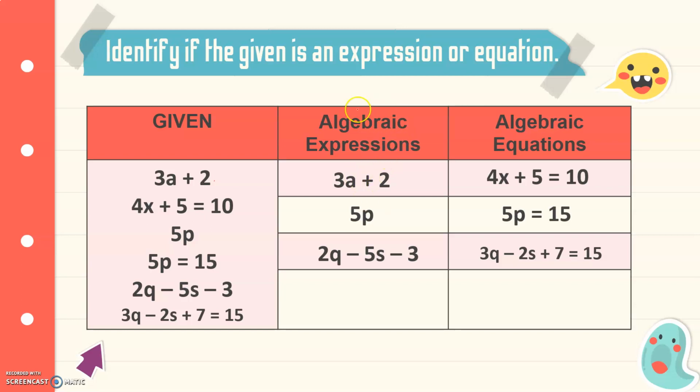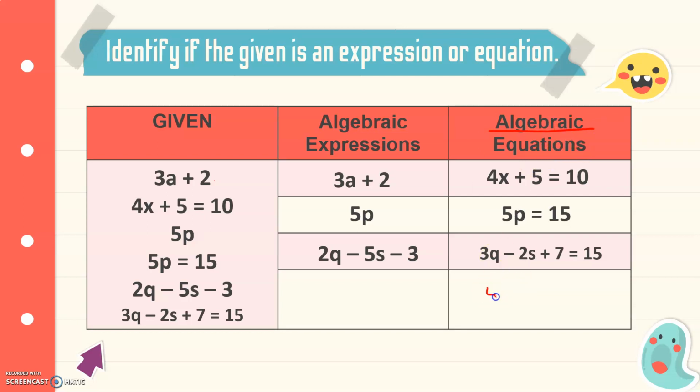So basically, an algebraic expression is a mathematical phrase, while an algebraic equation is a mathematical sentence. You can easily distinguish the two because an algebraic equation should always have an equal symbol. But take note that for it to become an algebraic equation, there should be at least one variable.